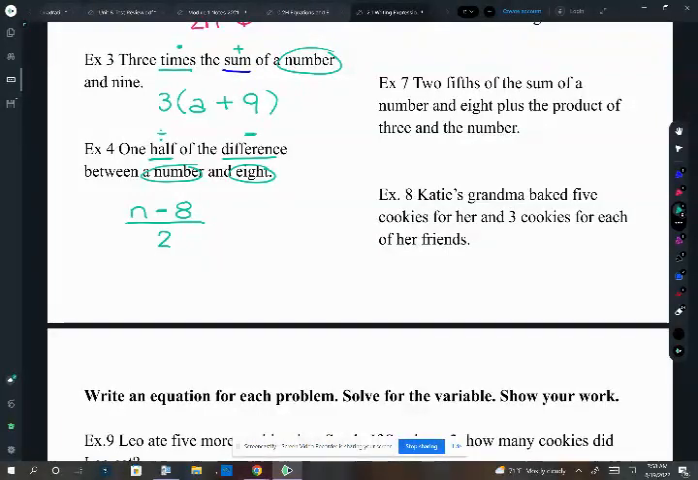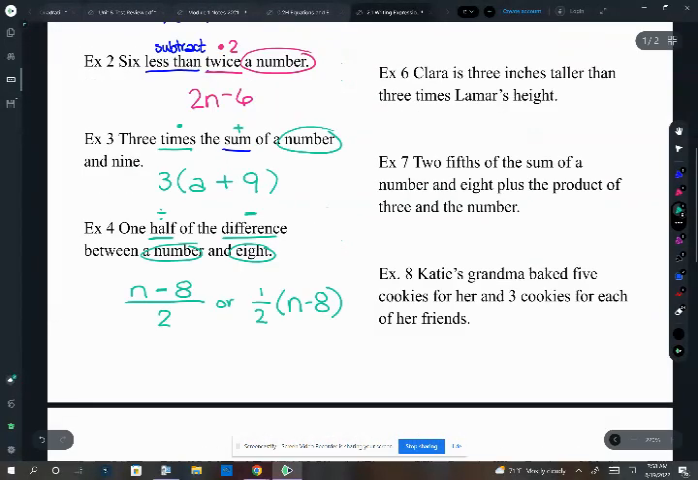Now we also could write that as 1/2 times n minus 8. It's kind of up to you which way makes it better for you. When we're doing that 1/2, it can be a division by 2 or it can be multiplying by a half. So it's kind of whatever's easier for you.